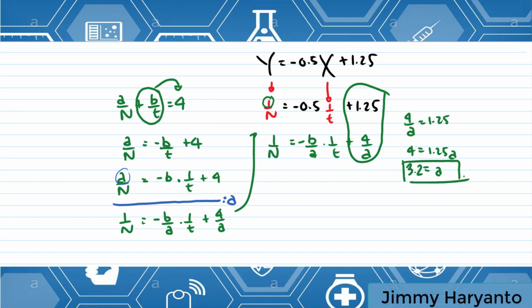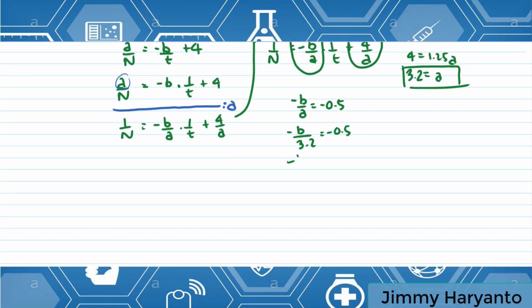After I get A, I will look at this one: negative 0.5 equals negative B over A. Because I already have the A, I will put it right here, and then calculate for B. Negative B equals 0.5 times 3.2, negative 1.6. B equals 1.6. There you go, we have A and B.